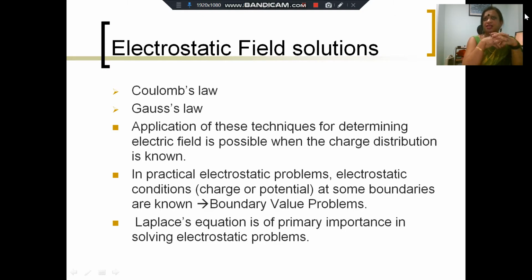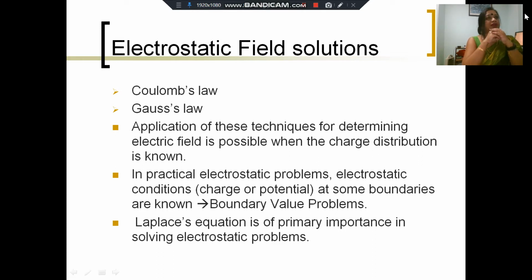And obviously, in practice, this is hardly true. We hardly ever know in reality what the charge distribution is in my power apparatus. And therefore, application of these techniques for determining electric fields in practical situations is almost an impossibility.